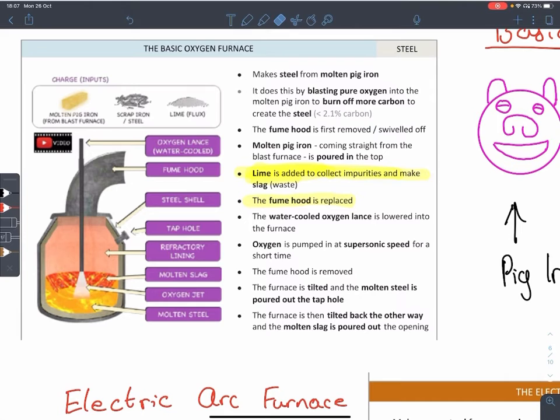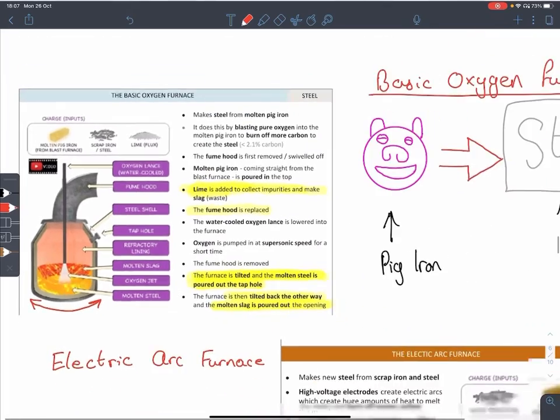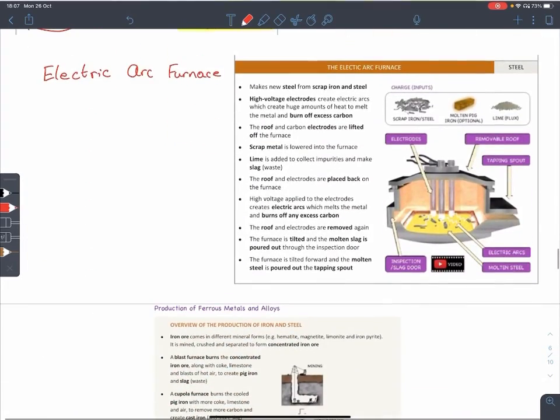Now, this is the important part of this guy. The furnace is tilted, and the molten steel is poured out of the tap hole. The furnace then is tilted back the other way, and the molten slag is poured out the opening. Okay, so this furnace will tilt either side to get rid of the slag and to get rid of the molten steel inside it.